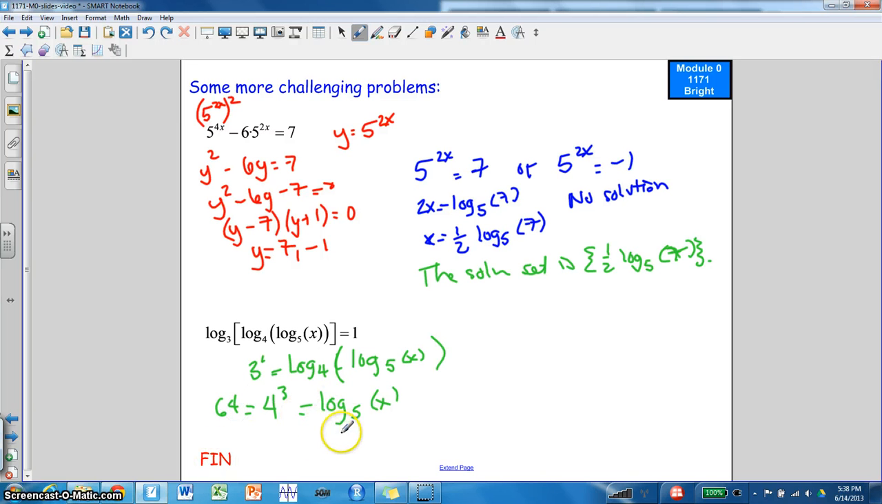And lastly, one more step. 5 to the 64 is equal to x. And I would not recommend computing that because your calculator will yell at you. So just write the solution set is 5 to the 64th power. Okay, and that one we'll check. Please don't try it. And that concludes our section on solving exponential and logarithmic equations.